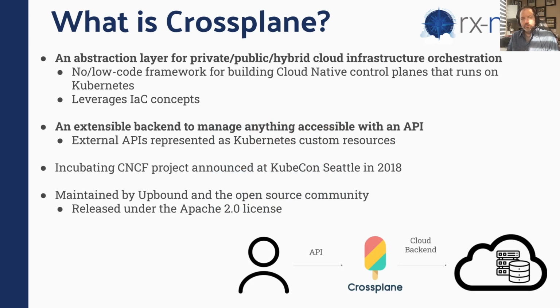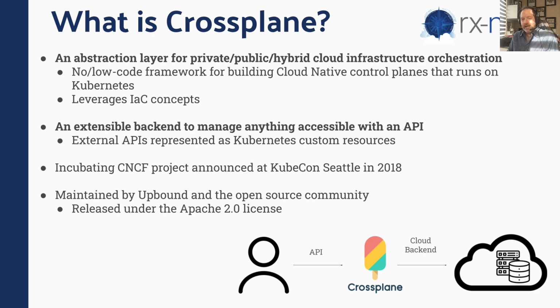All right, so let's talk about what Crossplane is. Primarily, Crossplane is an abstraction layer for cloud infrastructure orchestration. What that means is that we can essentially unify cloud APIs by using the Kubernetes API. For example, we can create objects within Kubernetes that are represented as Kubernetes resources, and then those things can get provisioned and kept in sync with some sort of cloud backend.